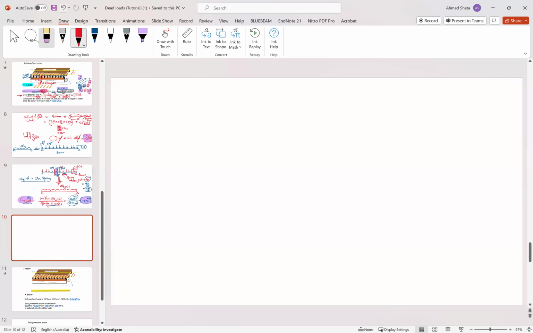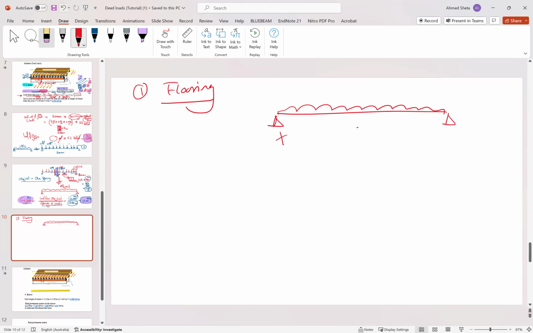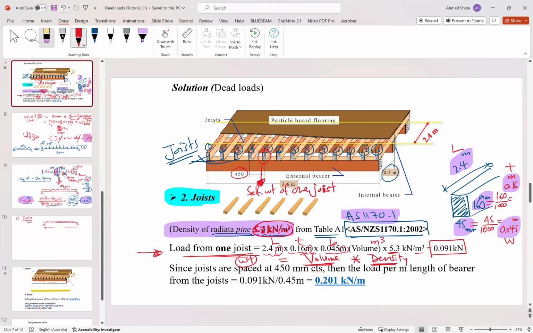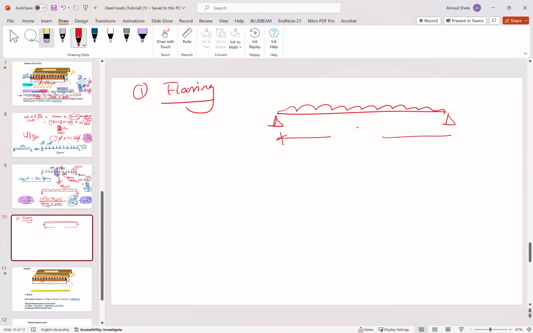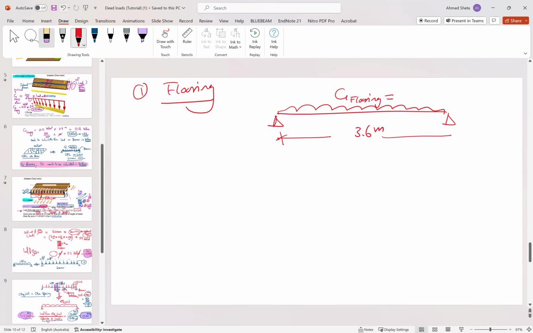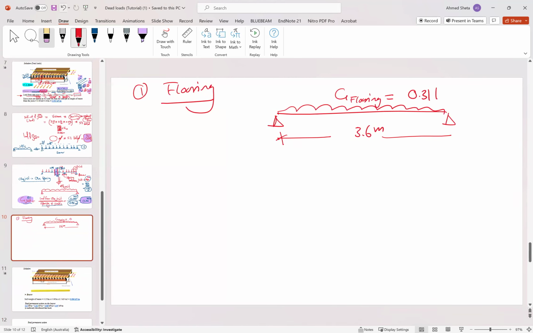In the first step, we got the flooring weight in kilonewton per meter. So if this is our bearer, the length of the bearer is given to us as 3.6 meters. From the first step, we got G flooring as 0.31 kilonewton per meter. In the second step, we got the load from the joists as also a uniform load.